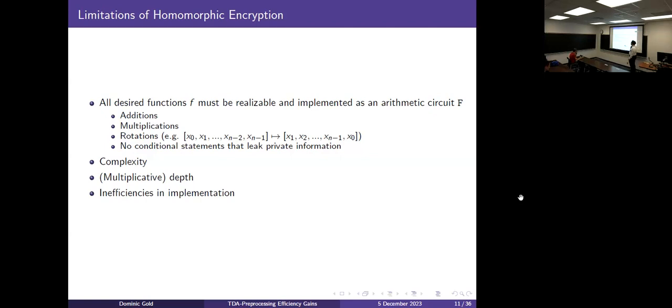Also, the complexity, again, is a limitation because we don't want to make things too expensive. Depth is a concern because depth gives a measure of how much error accumulates throughout the procedure. And finally, there are inefficiencies in implementation. So I'm going to go ahead and go over these.